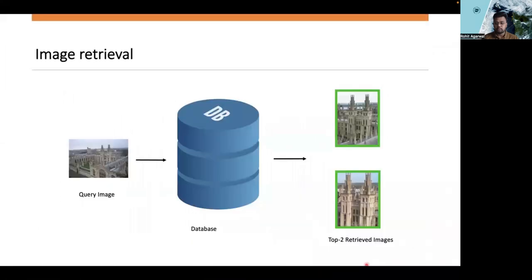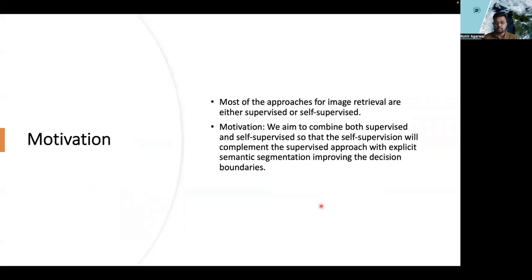Image retrieval refers to the task of returning relevant images from the database based on the provided unlabeled query image. Most of the approaches for image retrieval are either supervised or self-supervised. We aim to combine both supervised and self-supervised techniques so that the self-supervision will complement the supervised approach with explicit semantic segmentation, improving the decision boundaries.